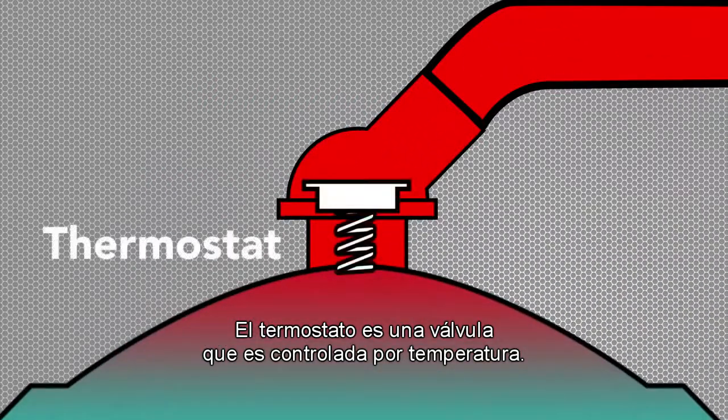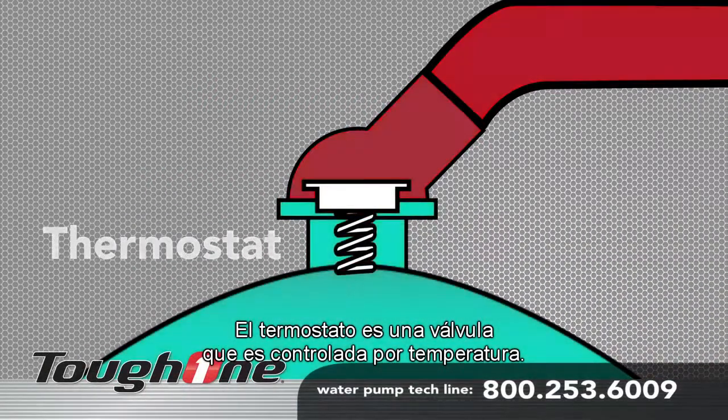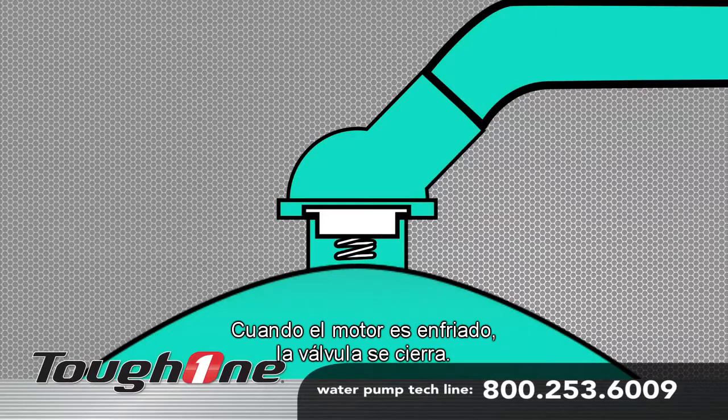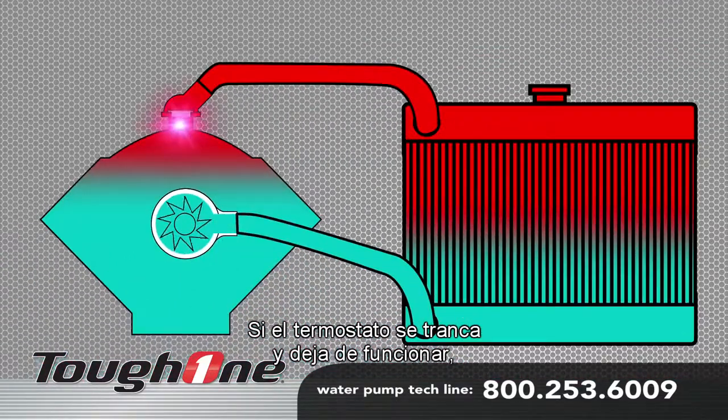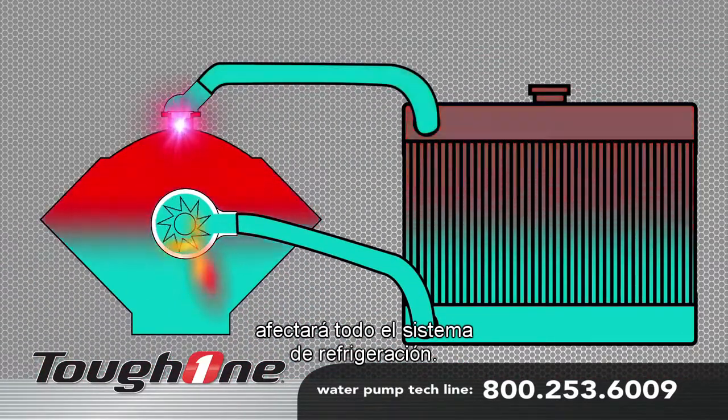The thermostat is a valve that is controlled by temperature. As the engine is cooled, the valve is closed. As the engine warms up, the valve opens and allows flow to the radiator. If the thermostat becomes stuck and quits working, it will affect the entire cooling system.